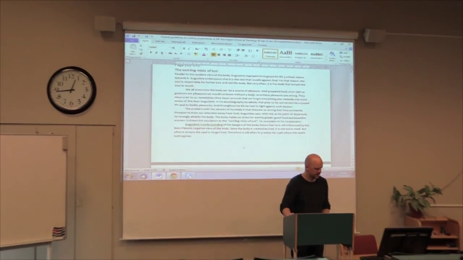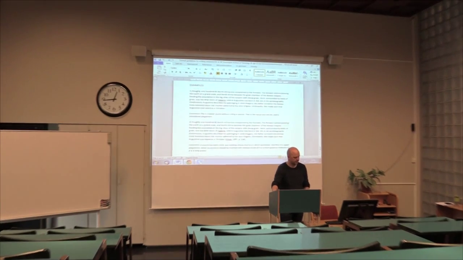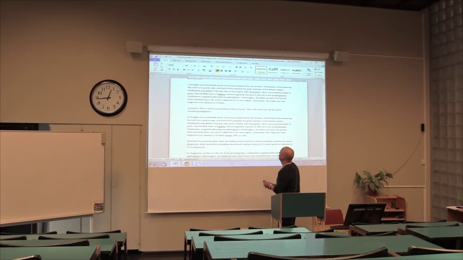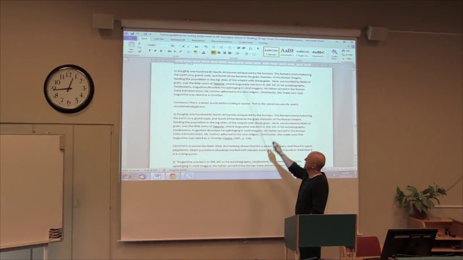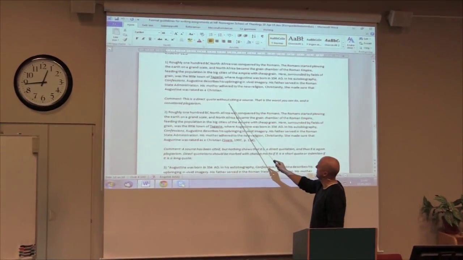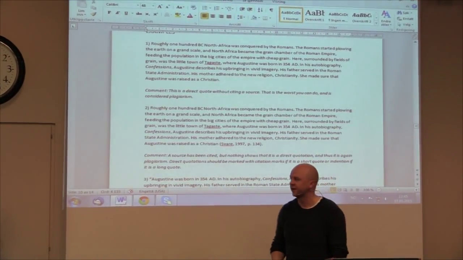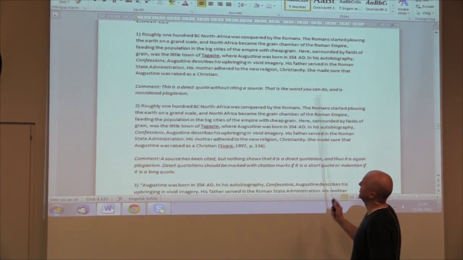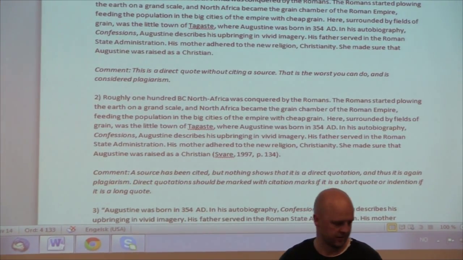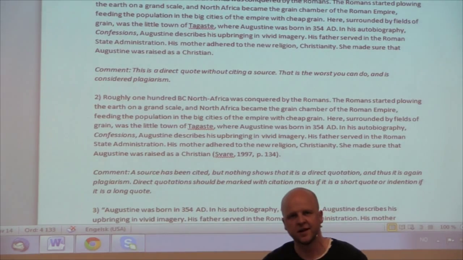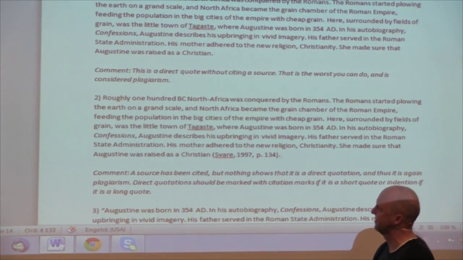Let's see. Here is the first example. Roughly 100 BC, blah, blah, blah. If you take a look at this and look at the original text, you'll say that it's exactly the same. It's a direct quote, but there's nothing showing that this is a direct quote. This is the worst you can do. That would be considered plagiarism and cheating. So you should not take the direct text and not show that you have done so in the texts.